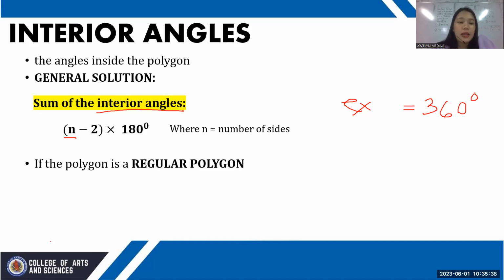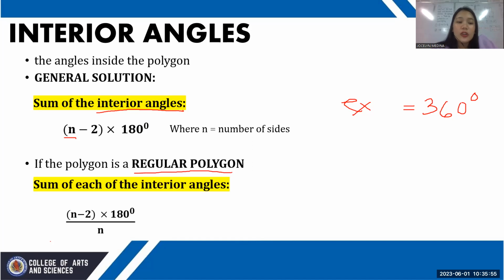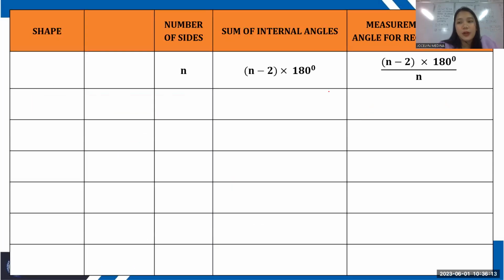Okay? Ngayon naman, going back to what I said kanina, when we say regular polygon, pare-pareho yung measurement ng sides. So kapag pare-pareho yung measurement ng sides, pare-pareho din yung measurement ng angles, ng interior angles. So para makuha natin yung measurements of each interior angle, i-divide nyo lang siya sa n, using this buo divided by n. N is the number of sides. Okay, let's have an example.